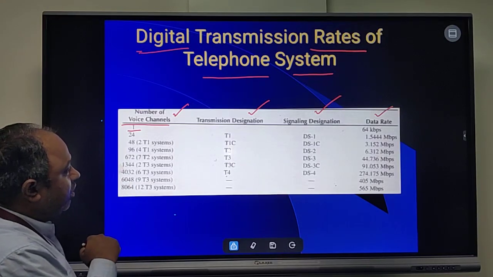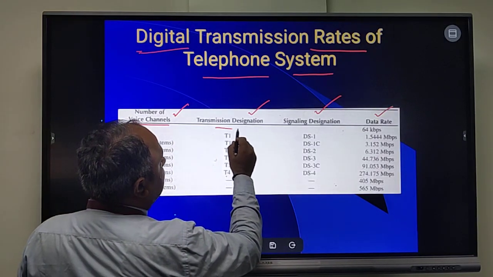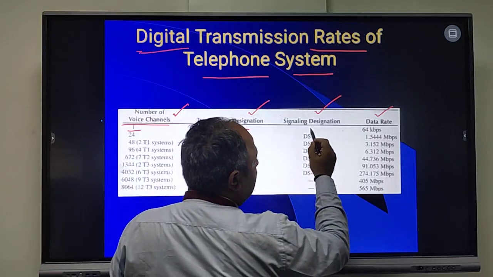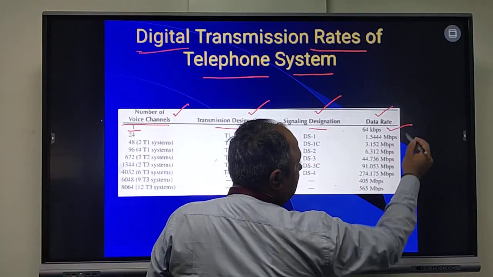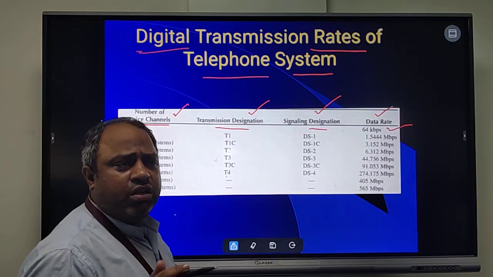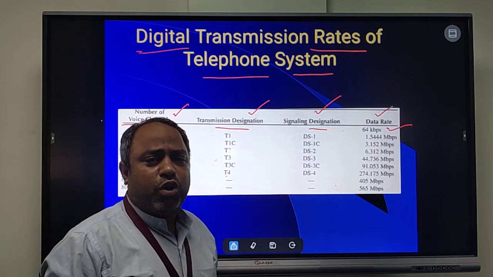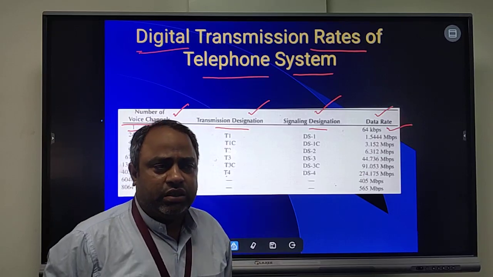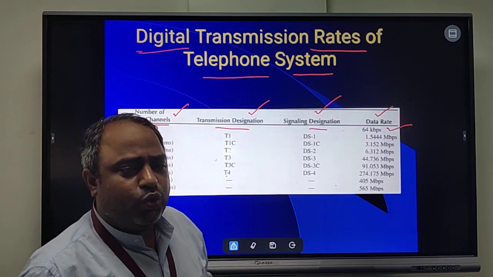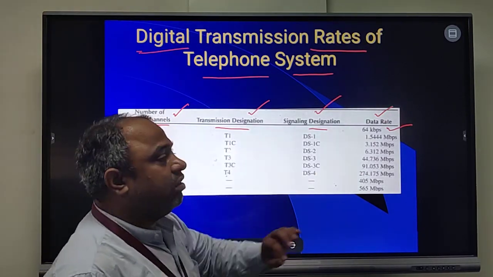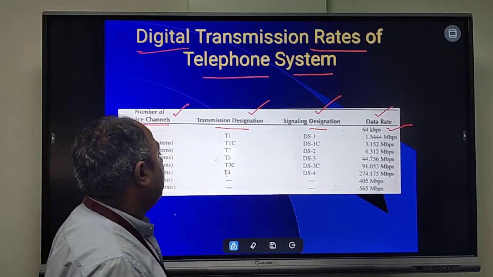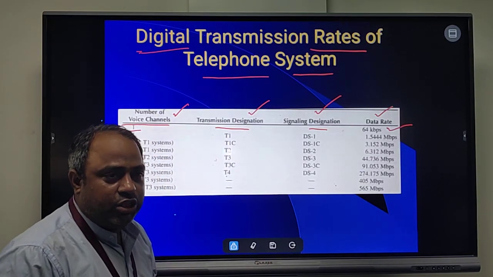If we are using one channel, then the transmission designation is not available, the signal designation is not available, and the data rate is 64 kbps. This is the basic rate for a transmission, used for the simplest form of data, 0 and 1. It may be digital, it may be binary, whatever you want to send. So this is the basic first part of signal transmission, used for a voice channel.